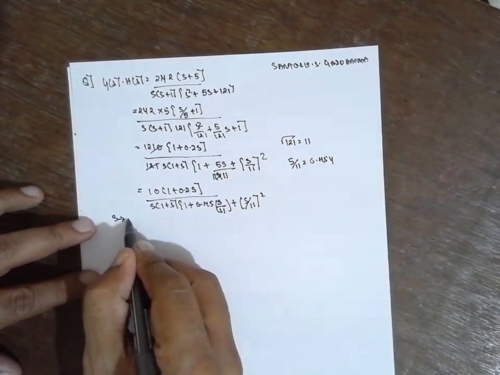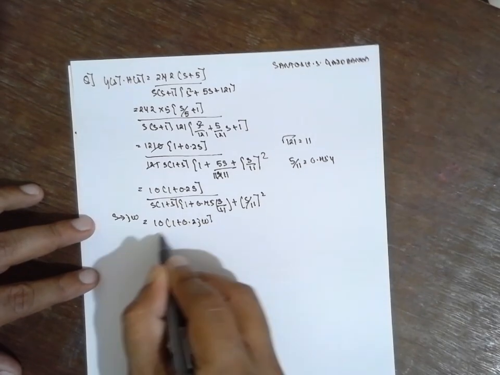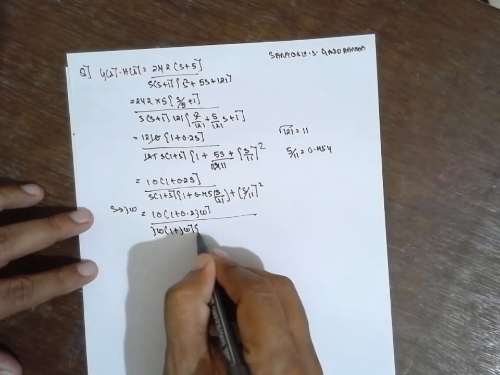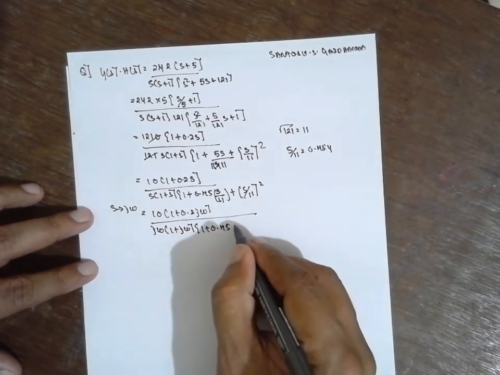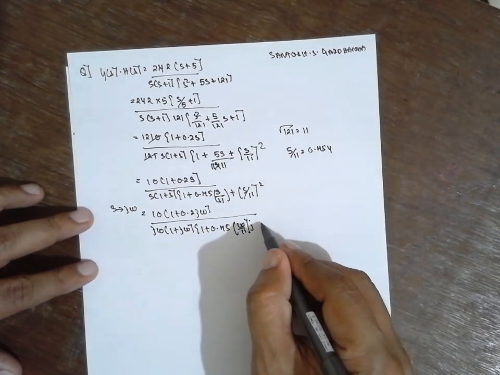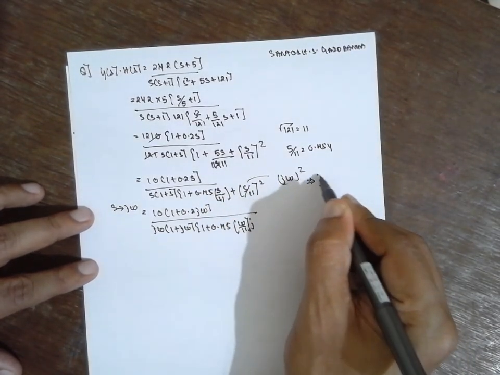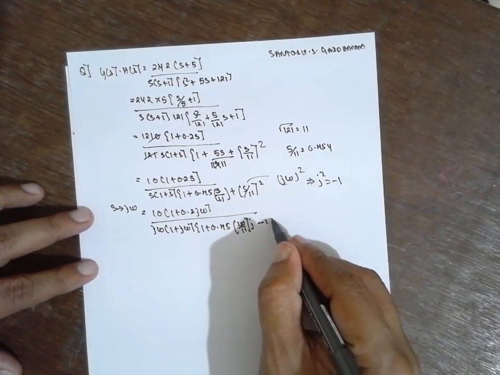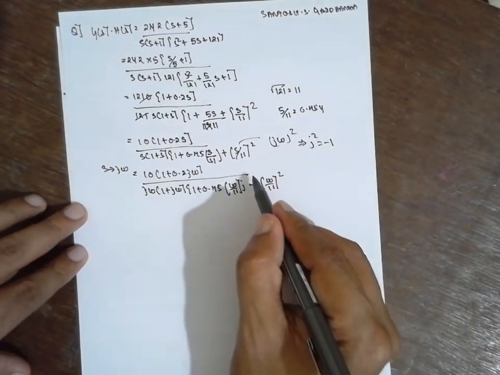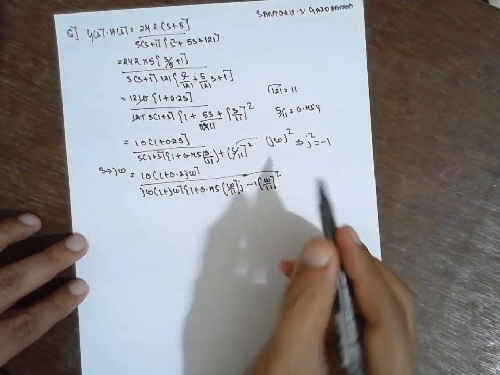Replace s with jω: 10(1 + 0.2jω) divided by jω(1 + jω), then 1 plus 0.45 ω/11, with j kept outside. Here, if it is (jω)², it becomes minus 1, so minus (ω/11) whole square. We have made it in terms of the quadratic equation. Now you can consider this. Okay, everything is fine here.